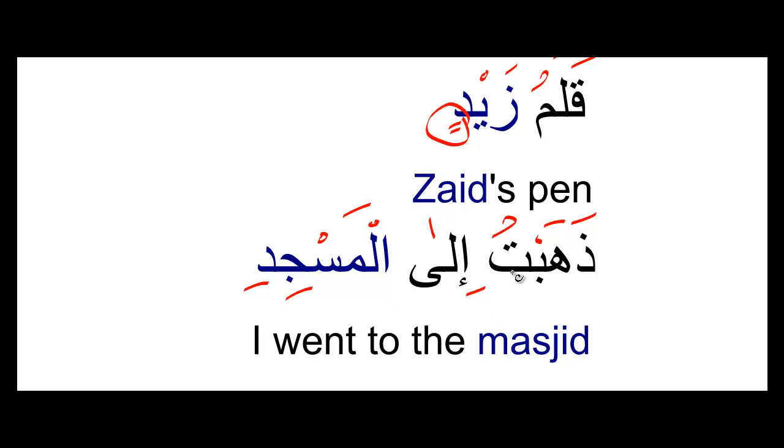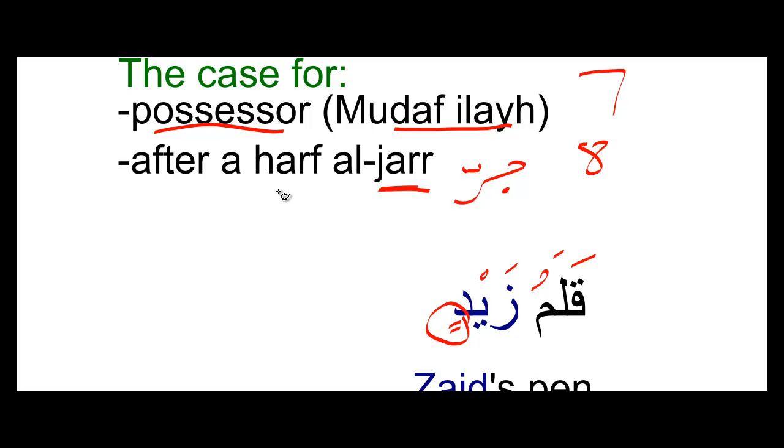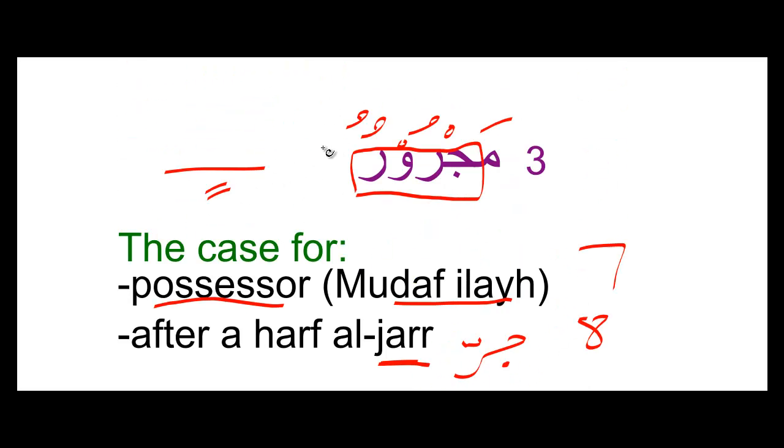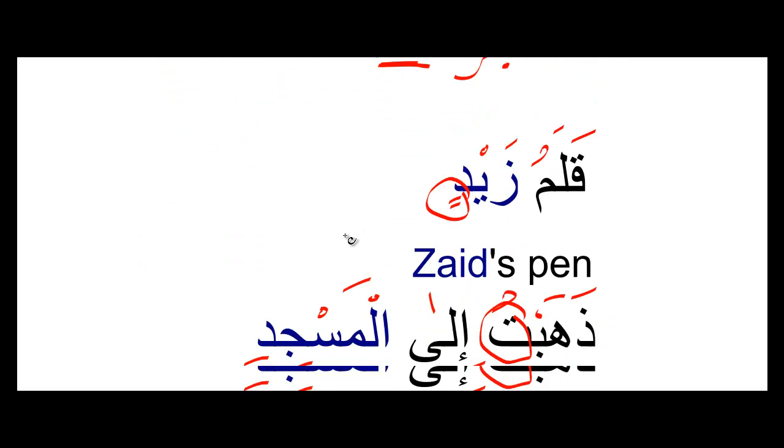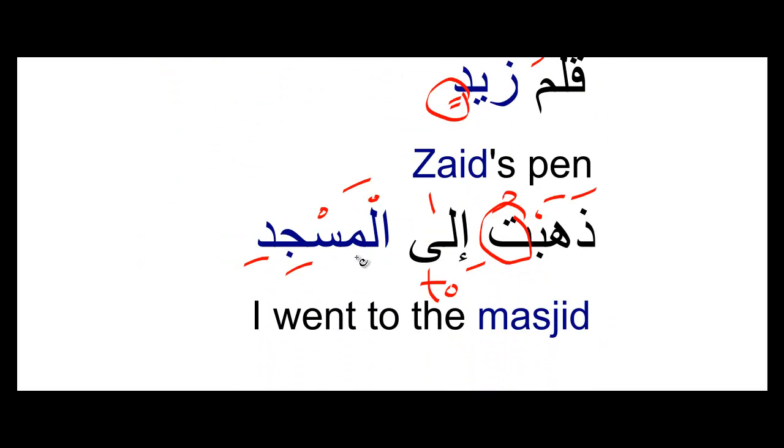Good job. So dhahabtu, I went. The tu is I. Dhahab, went. I went. To, which is ila, is a harf al-jar. To the masjid. Alif lam, the masjid, masjid. And so I knew that al-masjid is going to be majroor because it is after a harf al-jar. So it takes the case of majroor and gets kasra. And I only gave it one because of the alif lam.